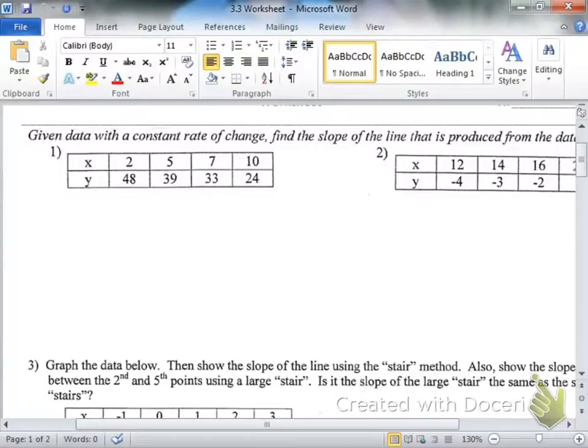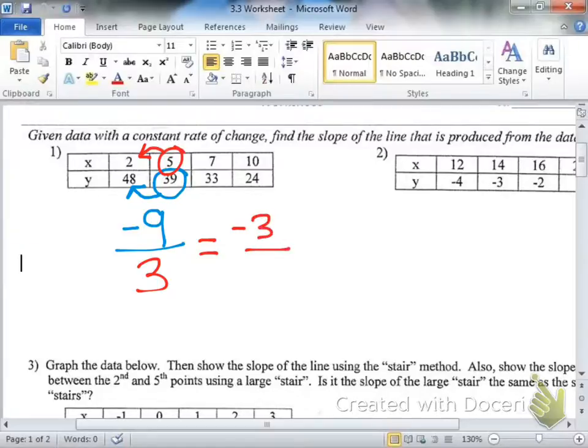We're given a constant rate of change. So if you're given a constant rate of change, you don't need to check it every single time. Once you find it between 2 points, you can be done. Okay? So, number 1, I need to subtract the y's first. What is 39 minus 48? Negative 9, good. And then I'm going to do the x's on the bottom. What is 5 minus 2? 3. What is negative 9 over 3? Negative 9 divided by 3 is what? Negative 3. So this is actually negative 3 over 1.